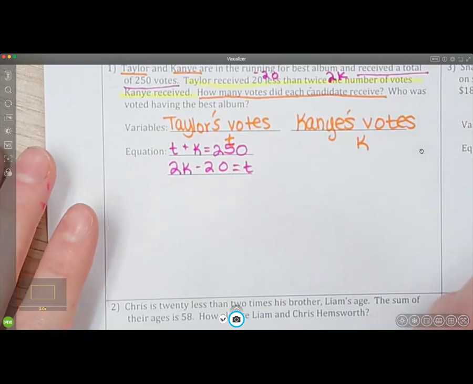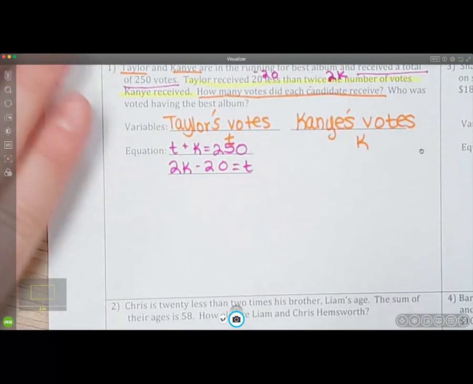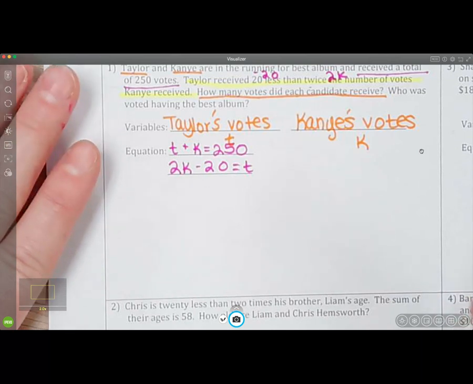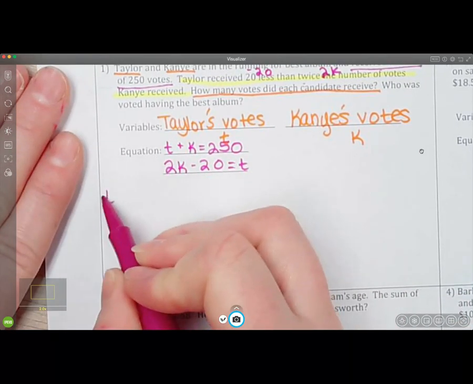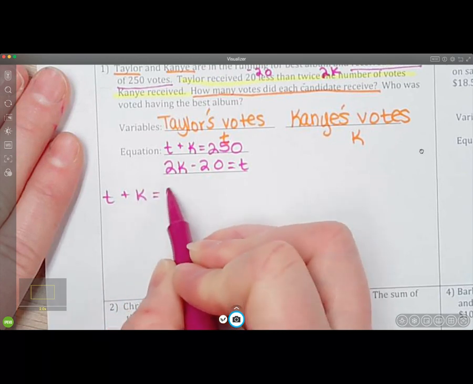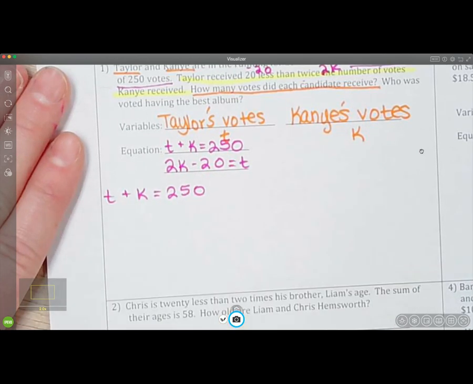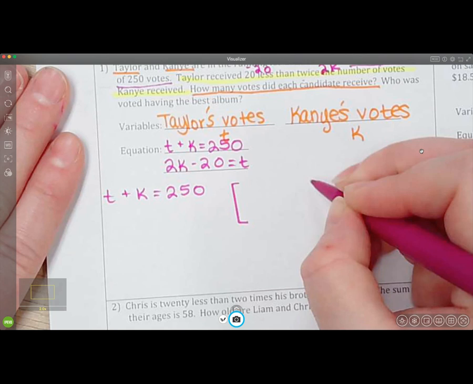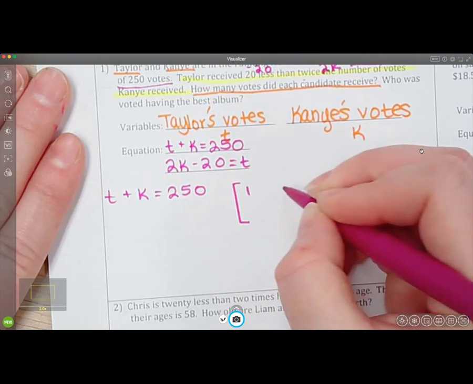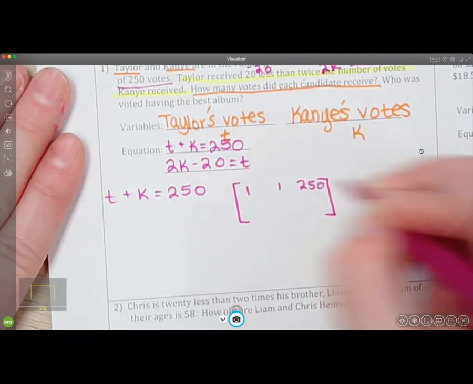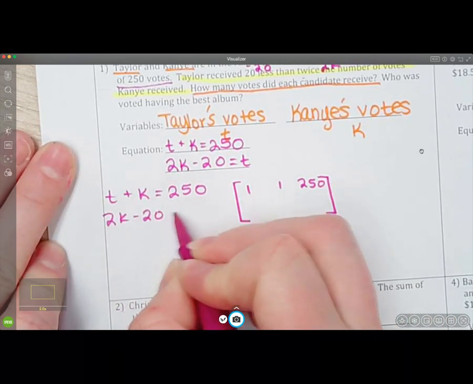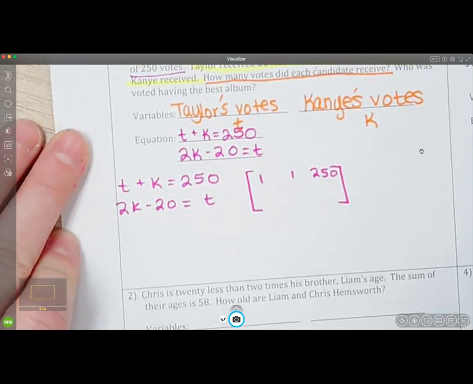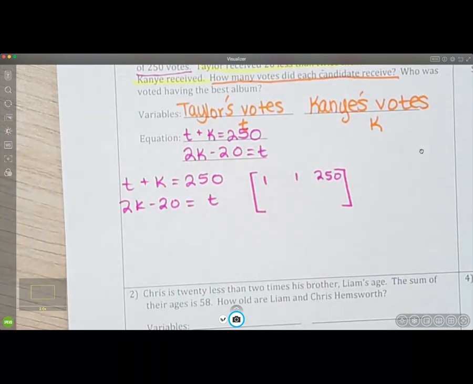Now I want to put this in matrix, but in order to do that, I need it in variable equals a number. So the first one is T plus K equals 250. So I can write that as 250. But the second one is 2K minus 20 equals T. So what do I need to do on that?